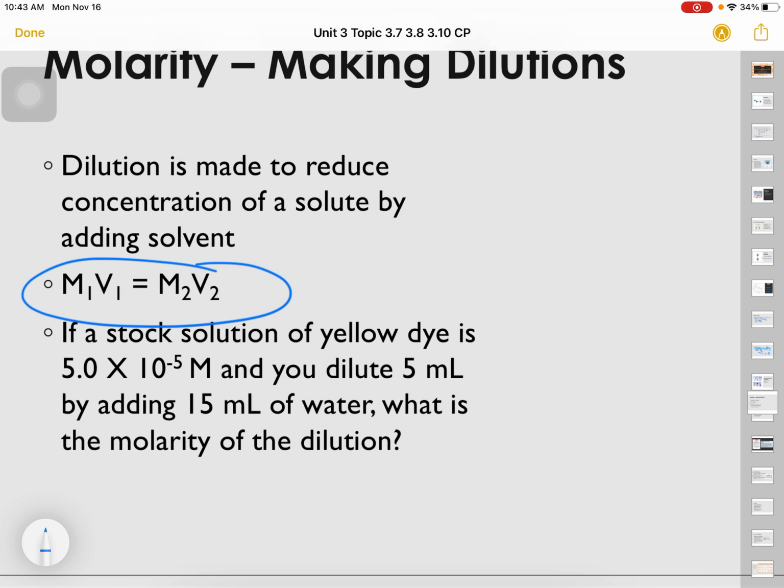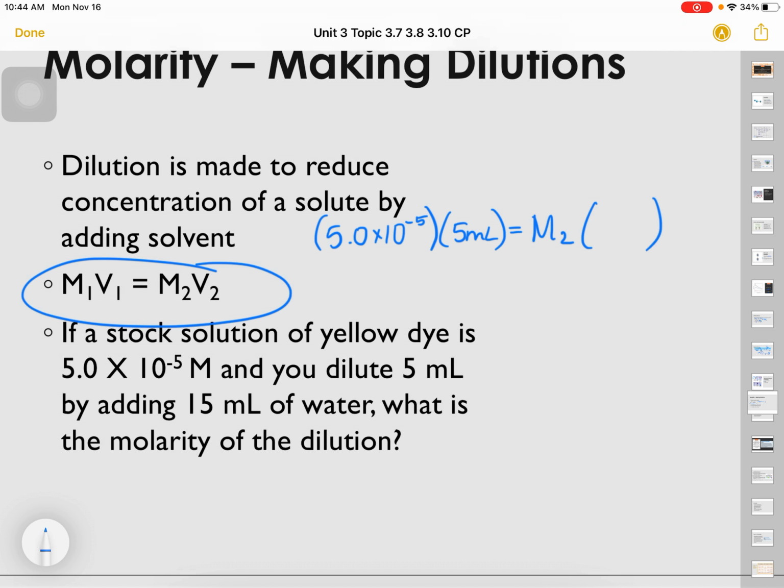So if my stock solution of yellow dye is 5 times 10 to the negative 5th molar, and I dilute it by adding 15 mils of water, what is the molarity of the dilution? So I have my original molarity, which is 5 times 10 to the negative 5th. My original volume is 5 milliliters. It doesn't matter what volume unit I use because I'm using milliliters on both sides. I'm trying to figure out the new molarity.